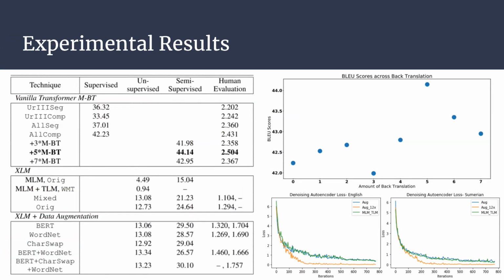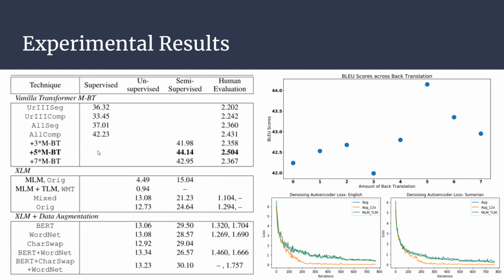So the experimental results I show here are across the different techniques I just explained. The supervised approaches across the 4 configurations are as follows. The all comp configuration outperforms the UR3 seg, which was the most basic configuration, by around 7 or 8 BLEU score. While the UR3 comp performs even lesser than UR3 seg for some reason, with around 3 BLEU score of difference.